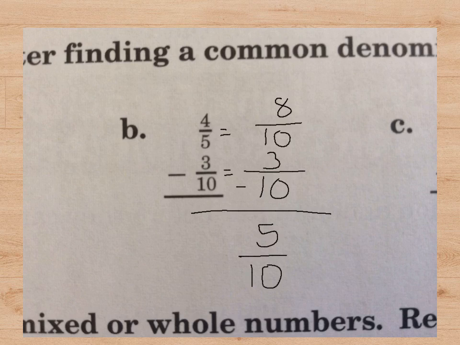We don't want to circle it yet, though, because this one can be reduced. What goes into 5 and 10? 5 does. 5 goes into 5 one time. 5 goes into 10 two times. And now we've reduced like the directions told us to do, and we're done with that one.